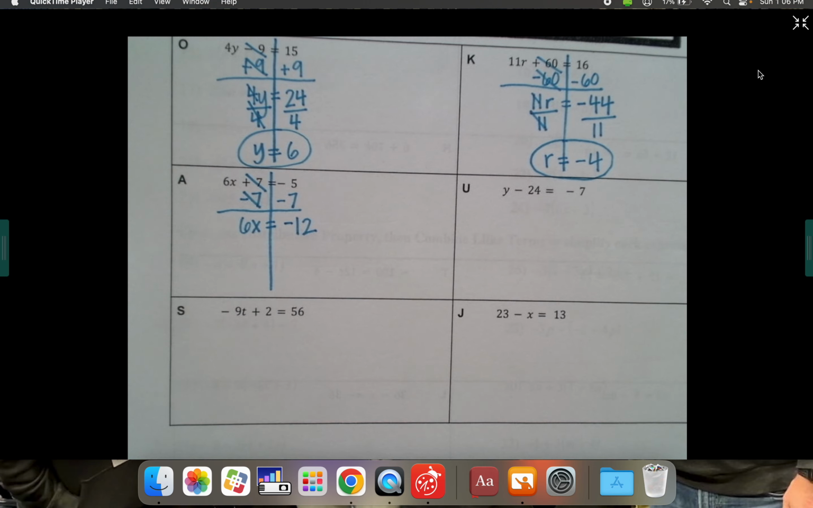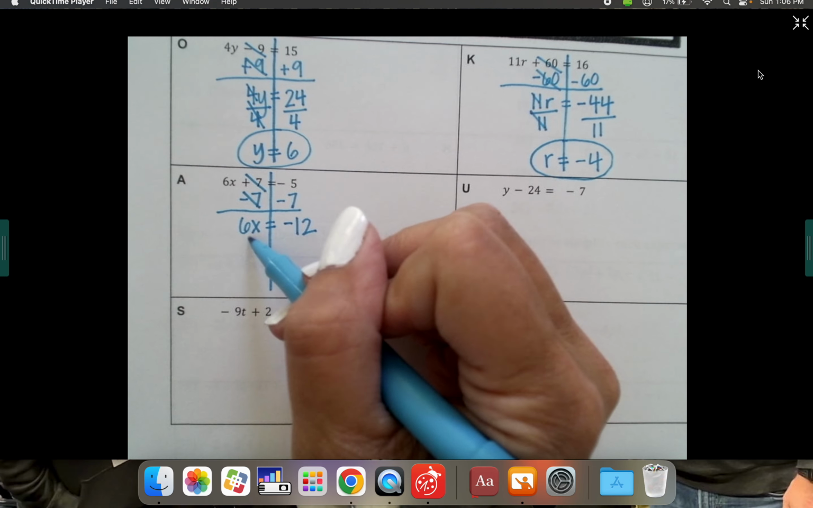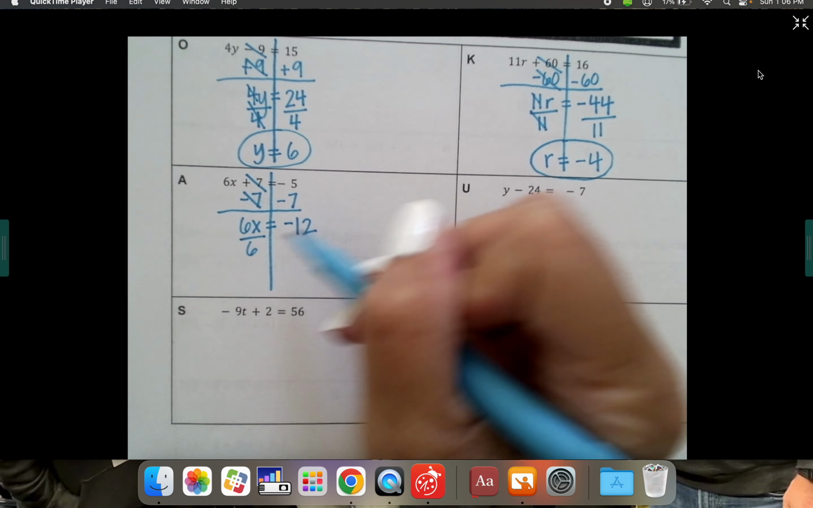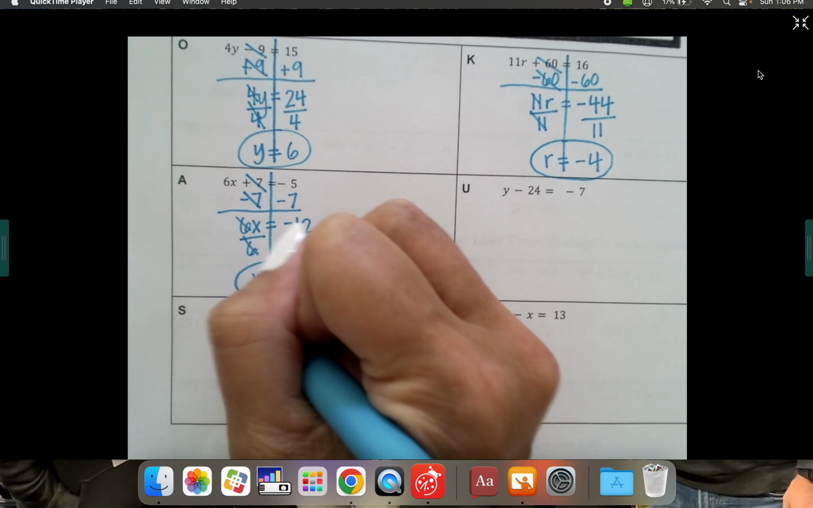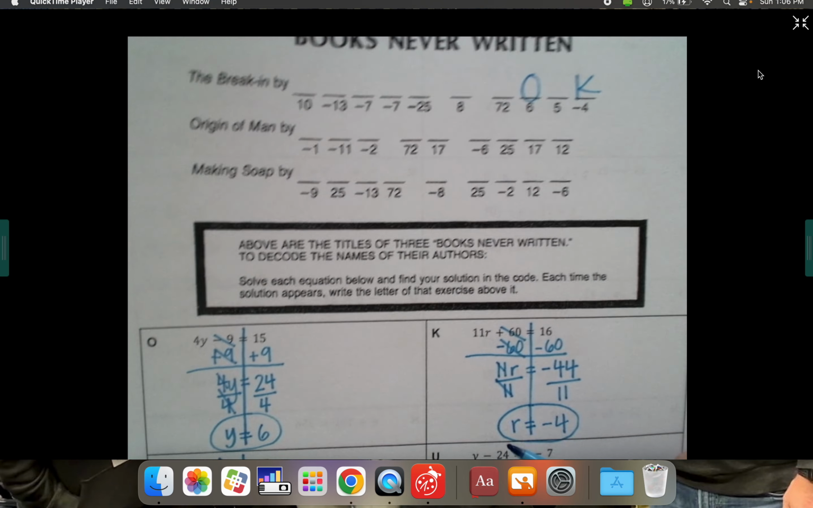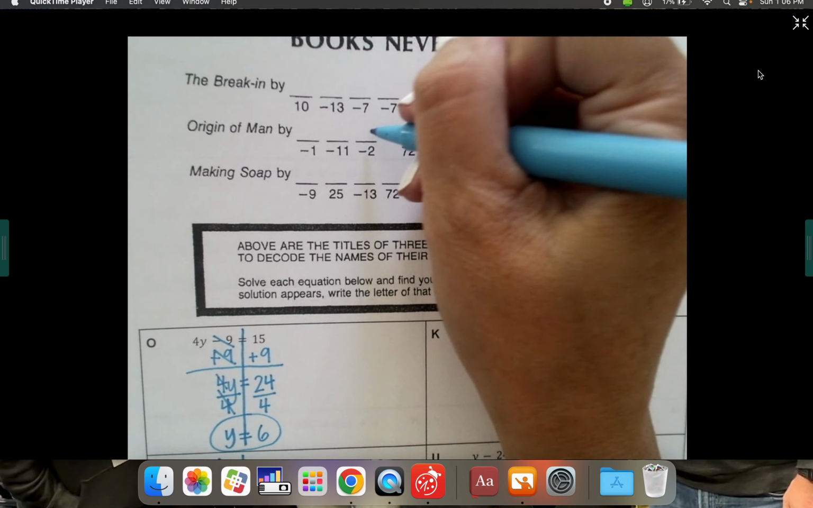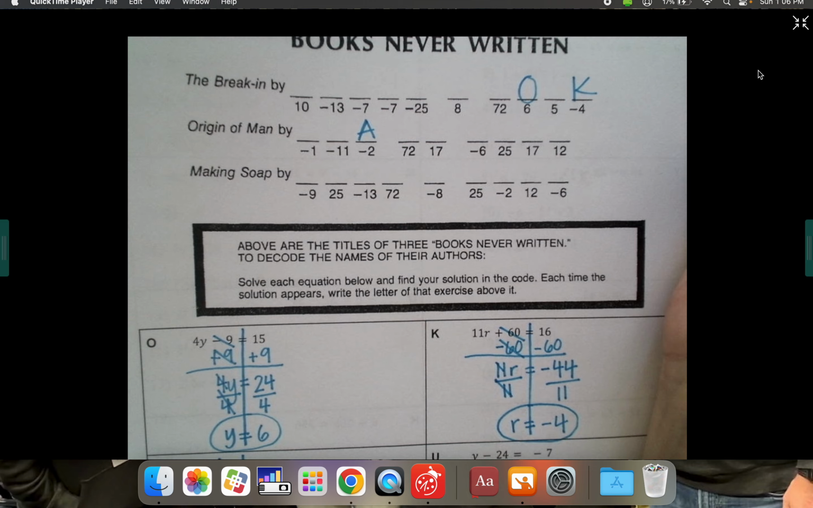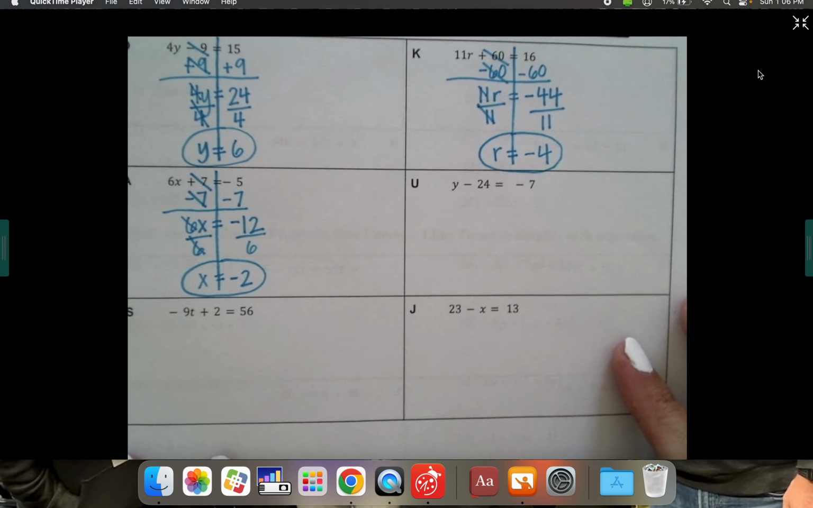All right, last step is going to be dividing by 6 because x is being multiplied by 6. You're going to cancel those out, and then you're going to use your calculator. Negative 12 divided by 6 is negative 2. Very good. Okay. So then you will circle that, and then we're going to look for negative 2 for all of our letter A's. So negative 2 is right here. That'd be A, and that's the only one. All right, our next problem is u.